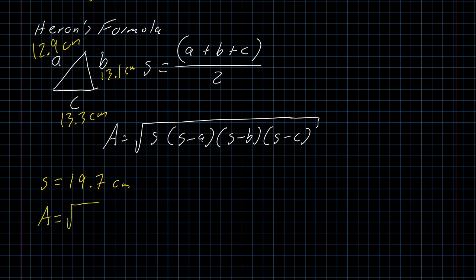Now I want to take 19.7 centimeters. I want to multiply it by 19.7 minus 12.9, which is 6.8 centimeters. I want to multiply by 19.7 minus 13.1, which is 6.6 centimeters. And I want to multiply by 19.7 minus 13.3, which is 6.4 centimeters.